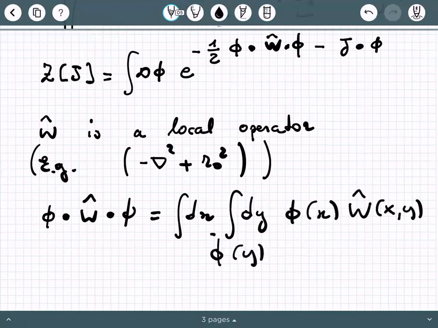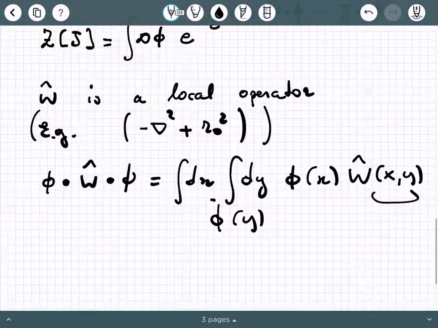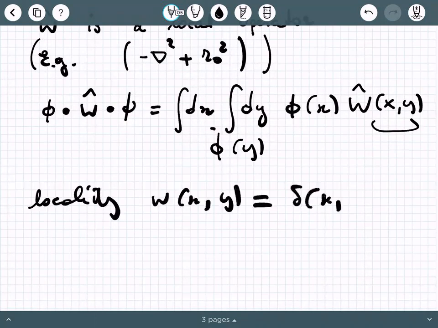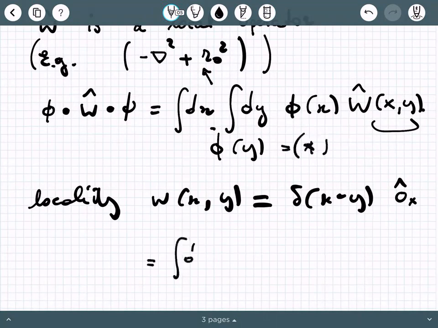Now, if you remember, if this is local, locality means that W(x,y) can be written as a delta of x minus y times at most a differential operator, let's call it, I don't know, small o at x. Okay, like in this case here. So this is a bilinear, but it's almost not a bilinear, because then if you have this structure, if you have a local operator, this bilinear is actually one sum.